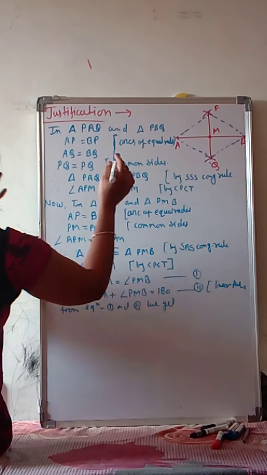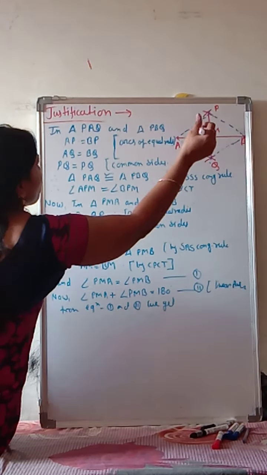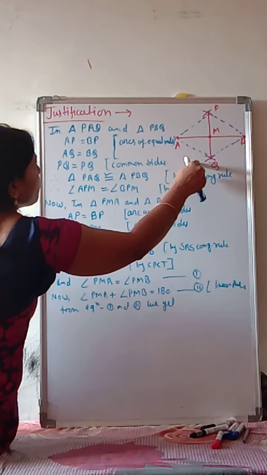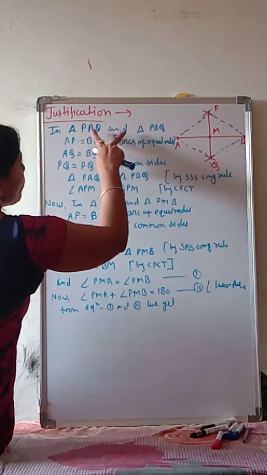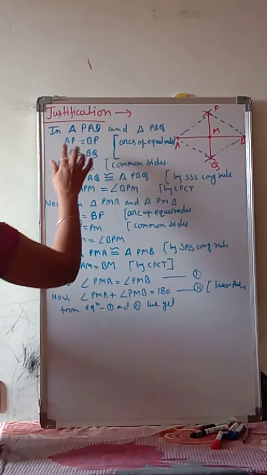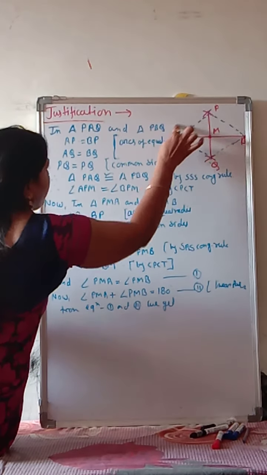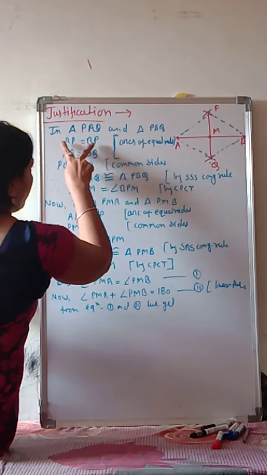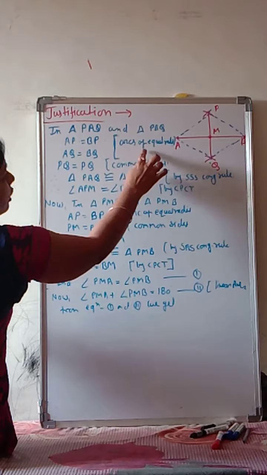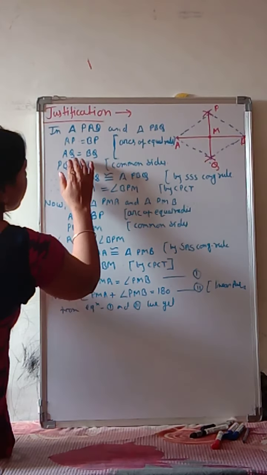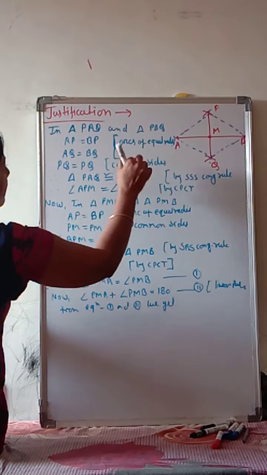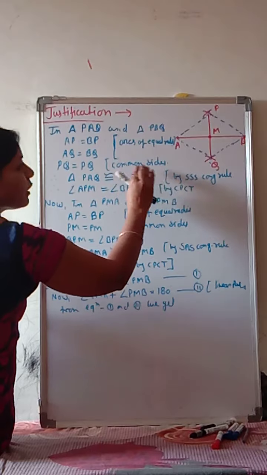So join, and consider the triangles PAQ and PBQ. This is the first triangle PAQ and PBQ. Both triangles: AP is equal to BP, because they are arcs of equal radii, and AQ is equal to BQ, the same arcs of equal radii, and PQ is equal to PQ, the common side.